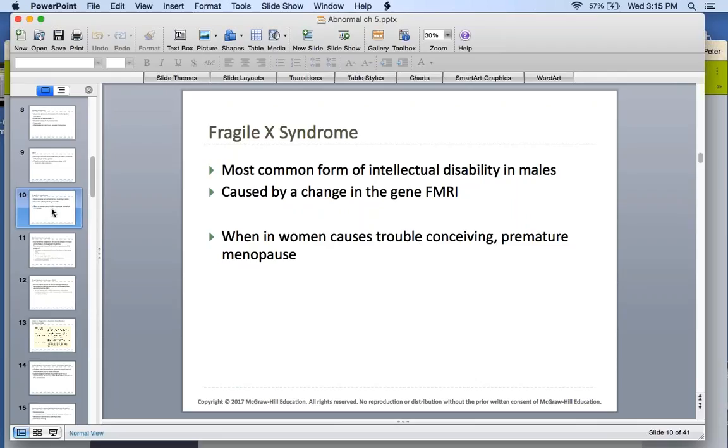People with Fragile X syndrome also have very specific types of changes in facial structure. When it happens in women, we often see that these women have trouble conceiving. They have premature menopause. Some men and women are sterile with this type of issue. Every once in a while, someone's not. And with this, you have varying levels of intellectual disability. Some more profound than others, and some people can really push through.